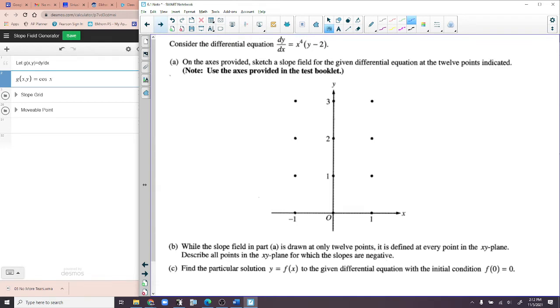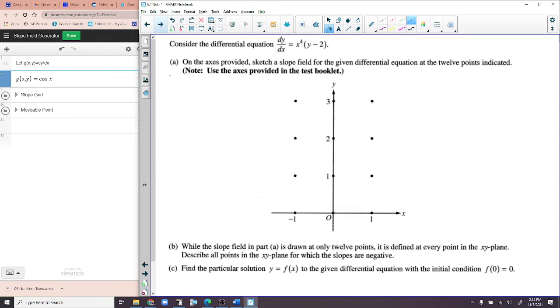Oh, speaking of AP question, this is a released AP question. Consider the differential equation. On the axes provided, sketch the slope field for the given differential equation at the 12 points indicated. Note, use the axes provided in the test booklet.